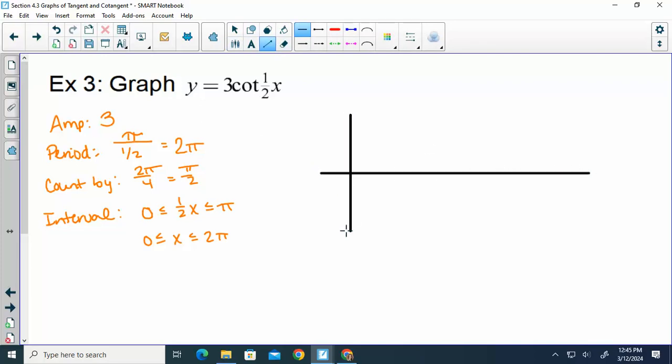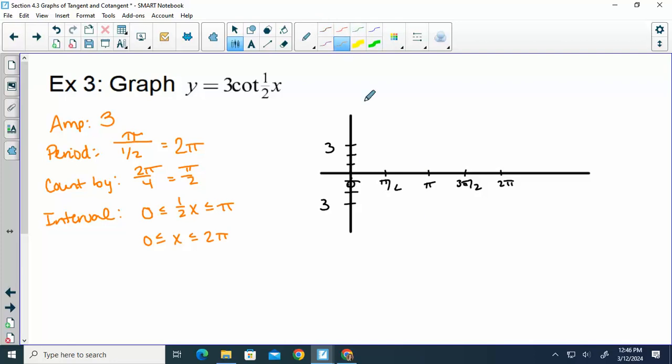If you don't use this interval, that's okay, but then you're going to have to figure out where your asymptotes fall. So first point is at 0, counting by pi over 2. So next is pi over 2, 2 pi over 2 is pi, 3 pi over 2, and 4 pi over 2 is 2 pi. Amplitude is 3, so 3 above, 3 below. We pick this so that both our starting and stopping points are vertical asymptotes, and the middle point is at 0. So when I'm at pi, we have 0.